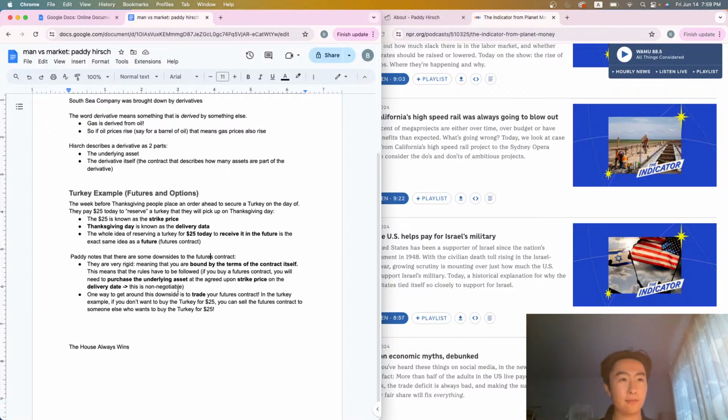One way to get around that is the idea of being able to trade your futures contract. So you're locked in here to pay $25 for this turkey. But what if you could sell this contract to someone else so that they'll give you, let's say, $25 for that contract for the ability to pick up a turkey on Thanksgiving Day? And on your end, let's say you don't need the turkey anymore, so you're perfectly happy selling it for $25.